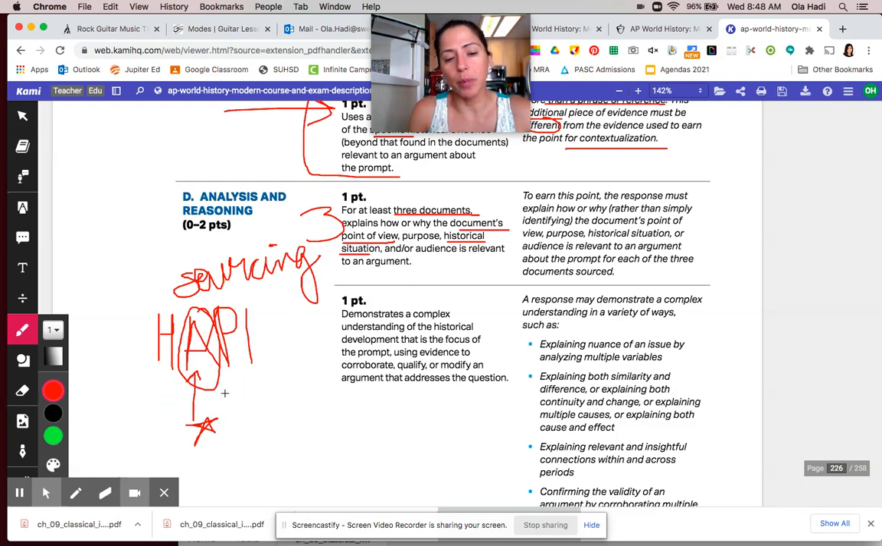The P is purpose, and often you can do these together. You can say, well, because this person is a communist, they're trying to gain more followers or to get more people to support the communist cause, or because this person is a politician, they're trying to get more votes, which is why they're kissing up to a particular group of people. So sometimes you can use these together, purpose. So that's the P. And then we have one more, and that's audience.